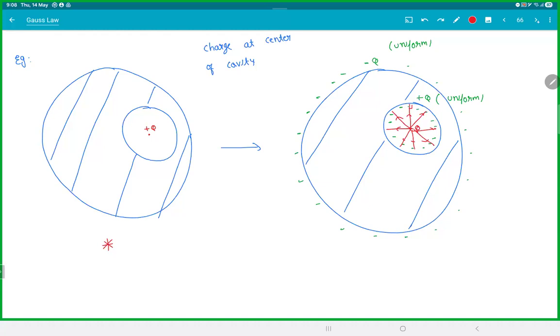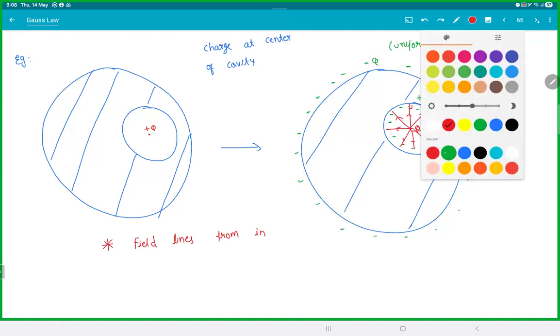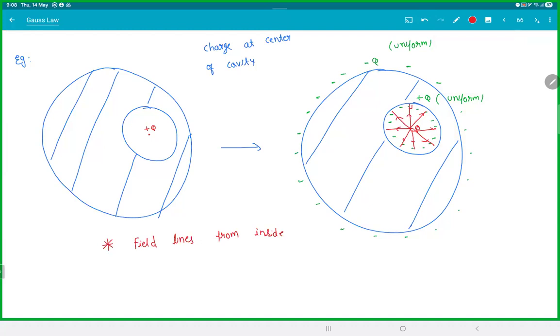Clear with this? So the field lines from inside the cavity. That is the reason the outside charge will think, okay, I have a minus Q, and that's it. There's no one to stop me from doing anything, so I will just spread uniformly because the surface is symmetrical. Field lines from inside the cavity do not come out because the conductor is blocking the field lines. Therefore, charges outside are unaffected by charges inside.